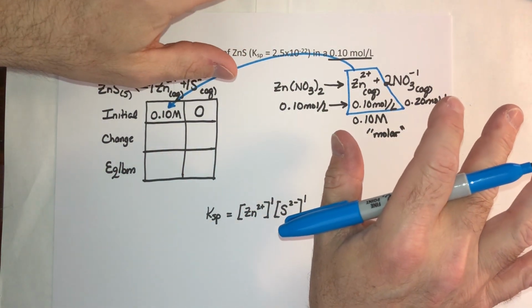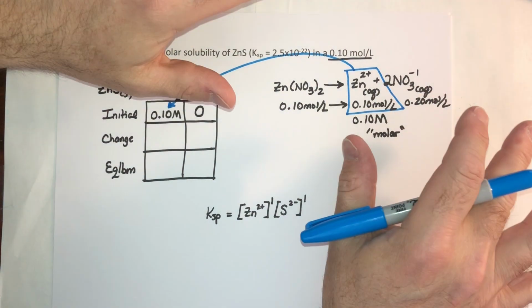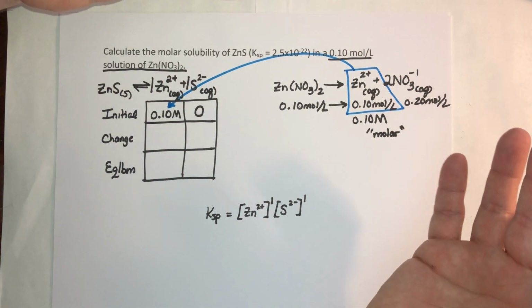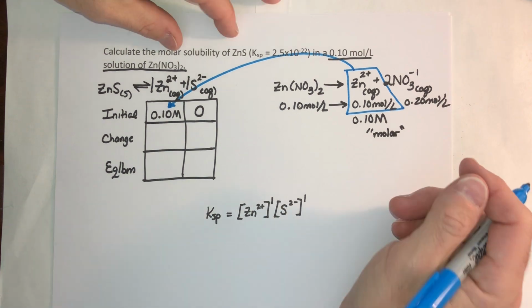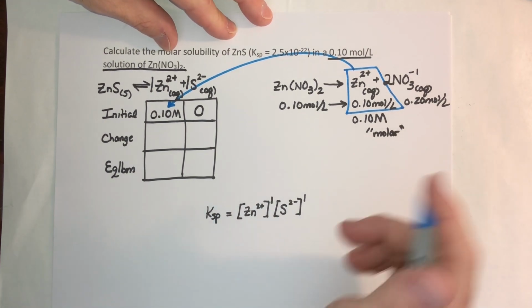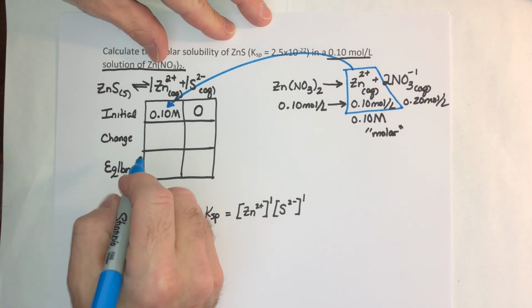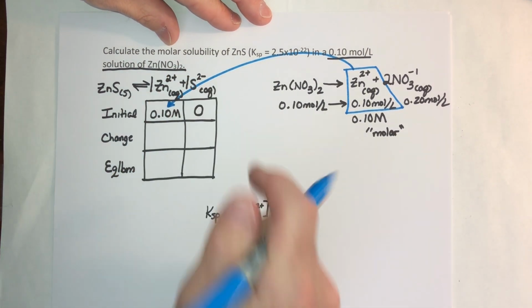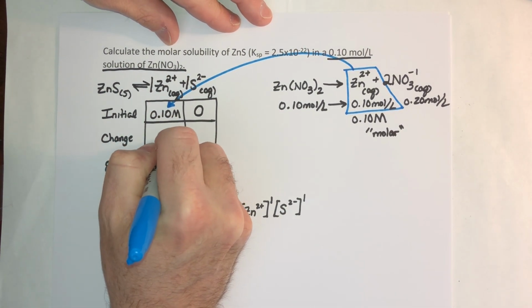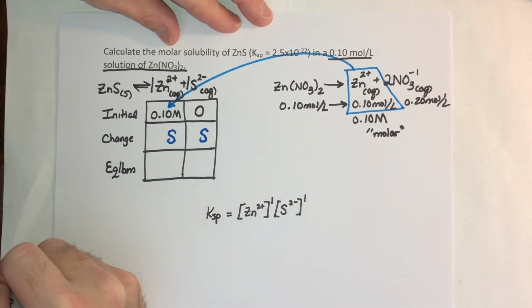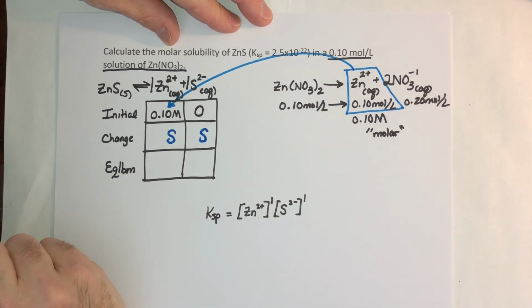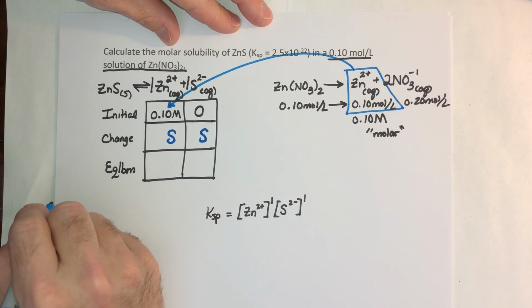Once you've put this in the water and you give it some time, some of it will break up. There will be a change. How much breaks up? I don't know. That's what I'm looking for. So I have to give it some sort of variable. If you were in math class, you'd just call them x's. But because you're in chemistry and because we're looking for solubility, we're going to call it S. How much does it change by? It changes by S.